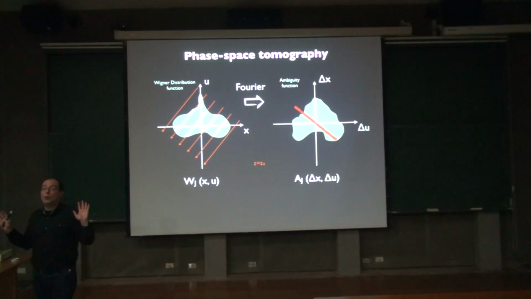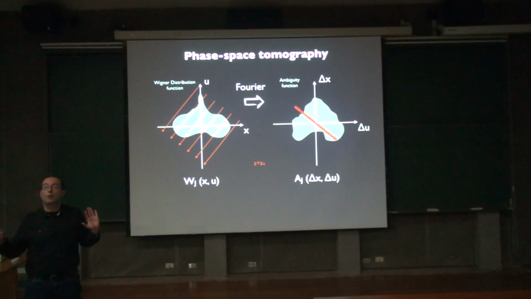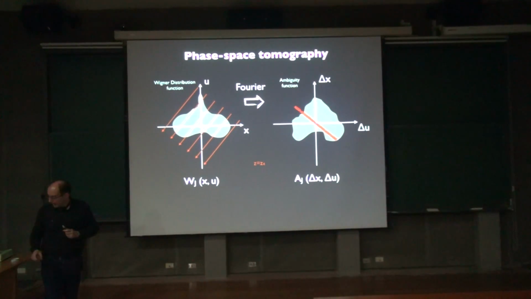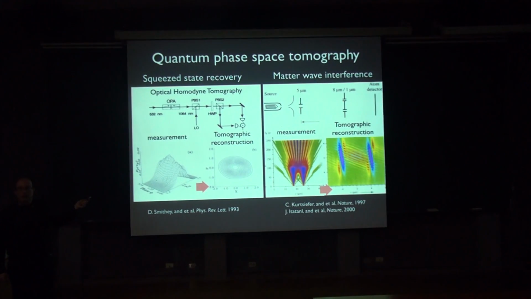If I know that, then I know everything, because I can Fourier transform it back. This will give me the Wigner distribution function, and I'm done. I've done my job, right? Okay. The problem is that, by the way, this has been done in quantum optics.